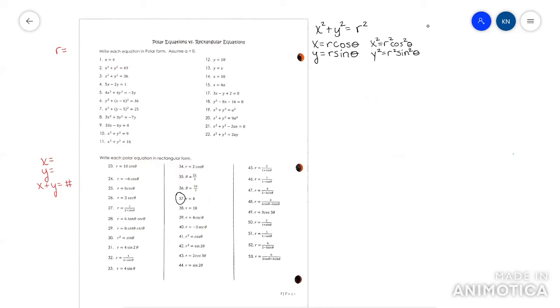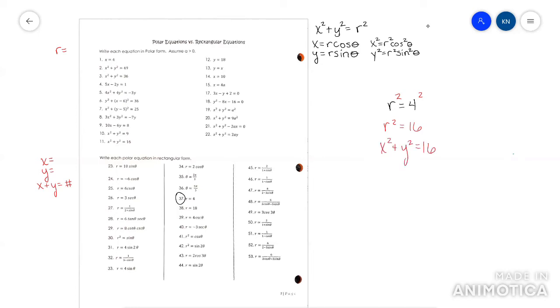What about like 37? r equals 4. Well, at least this time I have an r, but I don't have any sines or cosines. So these two rules are out. All I could do is try to get to this rule right here. Well, in order to do that rule, I have to have r squared. So you have two options. You can either square both sides or you could hit both sides with an r. But if you hit both sides with an r, it's going to mess up this right side. So that's not what you want to do. You want to go with square both sides. Because then you would get r squared equals 16, and then you could change r squared to be x squared plus y squared.